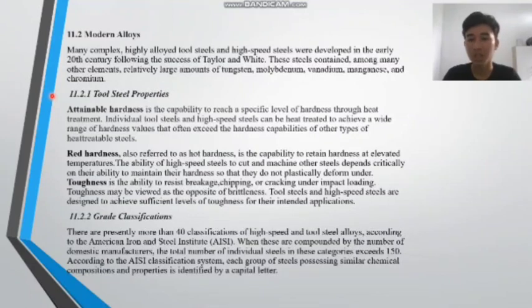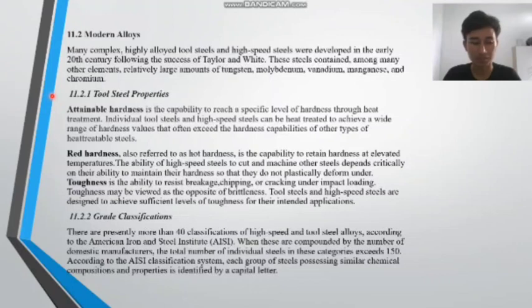Toughness is the ability to resist breakage, chipping or cracking under impact loading. Toughness may be viewed as the opposite of brittleness. Tool steels and high-speed steels are designed to achieve sufficient levels of toughness for their intended application.